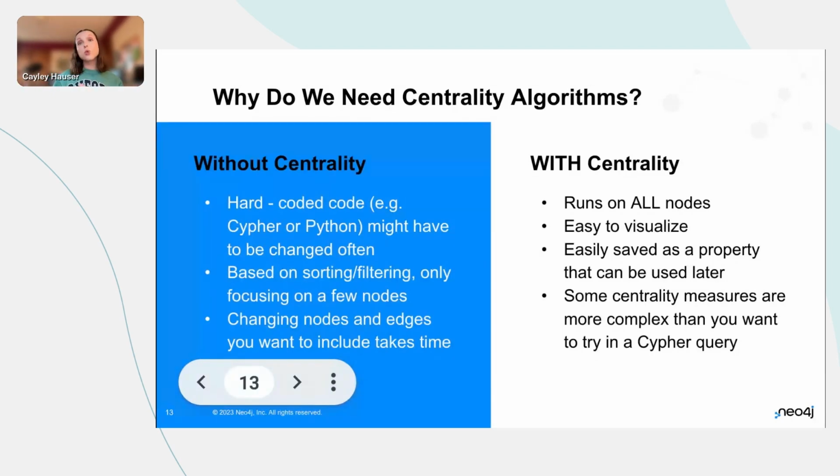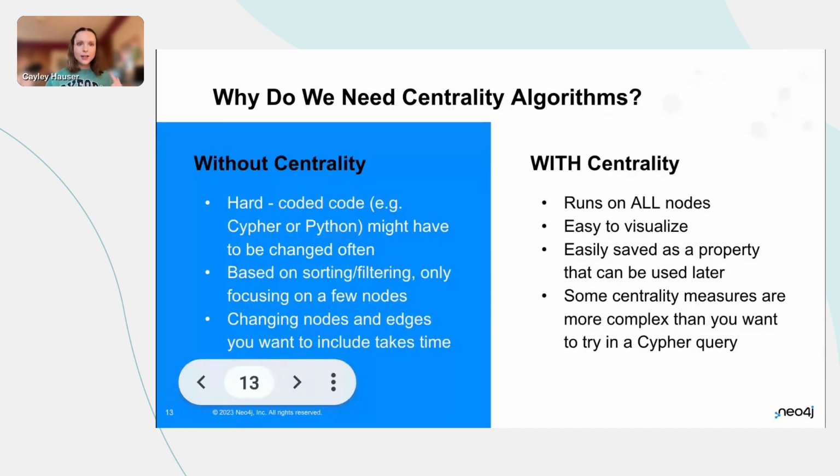So these algorithms really help because they run on all nodes in your graph. And especially if you're using the graph data science library with Neo4j, it's parallelized, it's efficient, it's built to be run on your whole graph and give you that information that you're interested in. It's easy to visualize. You can save that information and use it for visualizations, or save it as a property that can be used later to enhance the data in your graph.